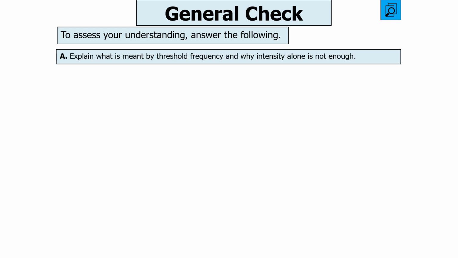The next question says, explain what is meant by threshold frequency and why intensity alone is not enough. So pause the video now, then unpause the video when you want to go through your answer.